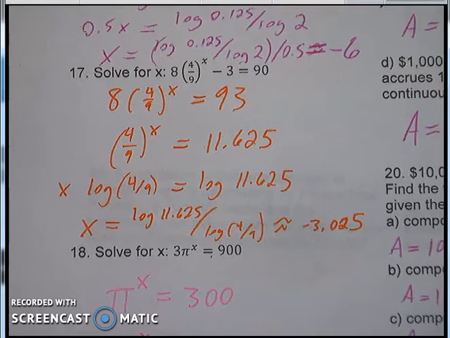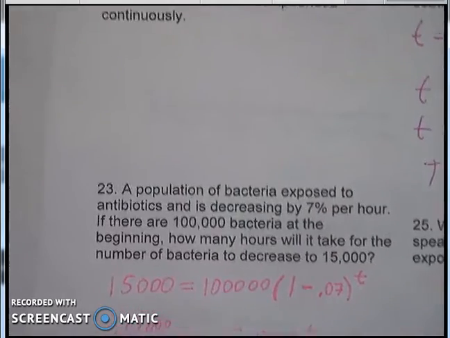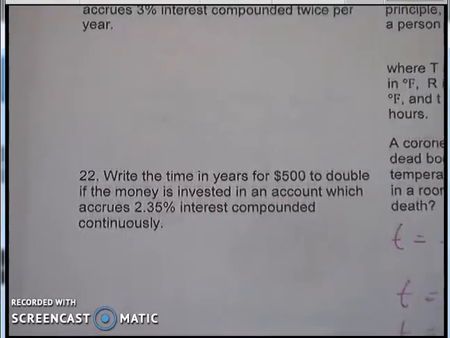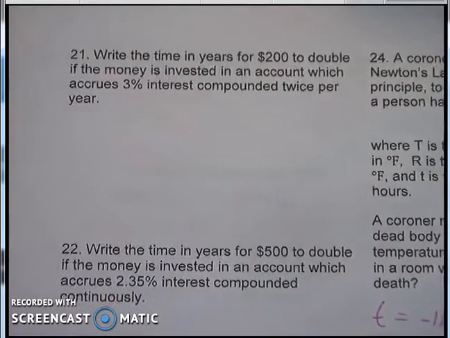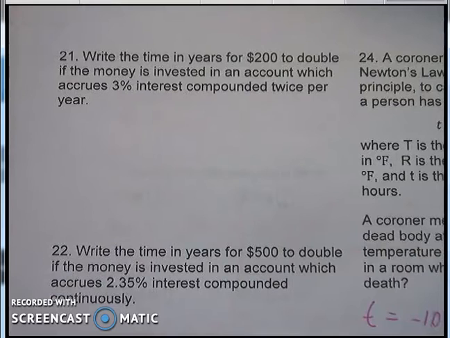I'm going to go ahead and do number 21 next. Which is another solving problem. It's one of these application problems, though. In number 21, it says, write the time in years for $200 to double if the money is invested in an account which accrues 3% interest compounded twice per year.